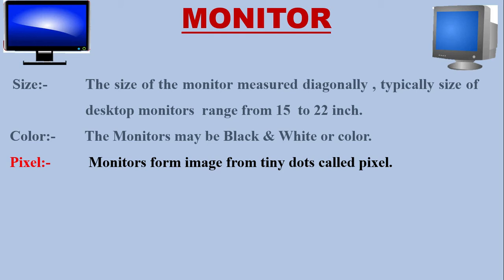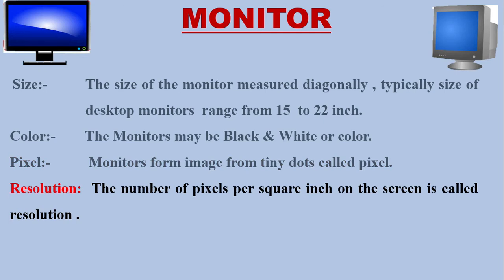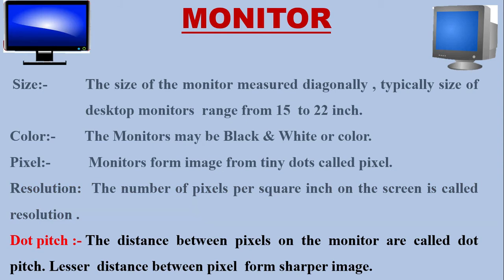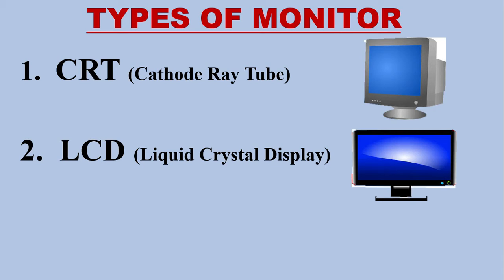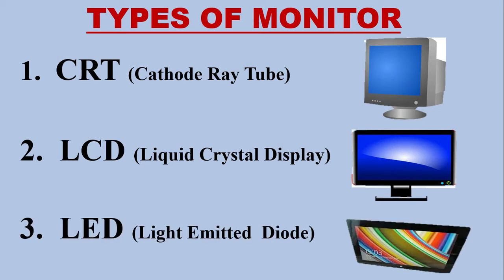Pixel. Monitors form images from tiny dots called pixels. The number of pixels per square inch on the screen is called resolution of monitor. The distance between pixels on monitors is called dot pitch. Lesser distance between pixels forms a sharper image. There are three types of monitors: CRT monitors, LCD monitors, and LED monitors.